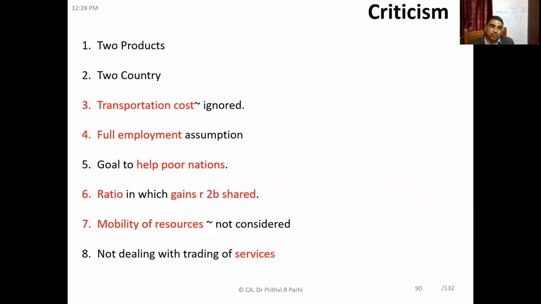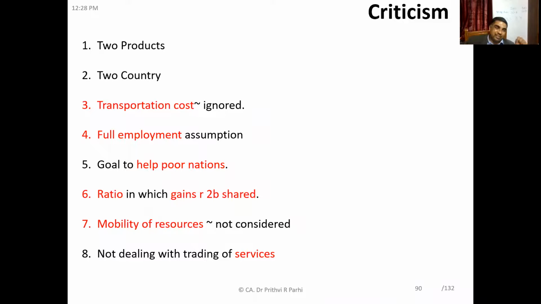Next is the ratio. Now you see, in this particular theory, we have seen that India will also be a gainer, Japan will also be a gainer, if international trade happens between these two countries. But the gain may not be the same. The amount of gain that India will have may not be the same as the amount of gain that Japan will have, because country sizes are different. Some product quantities also will be different. So both the countries are gaining, but how will the total gain be shared among them? The theory has no answer to that. The theory has not answered that.